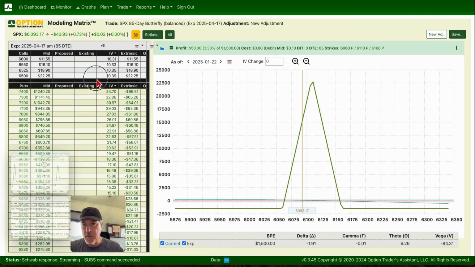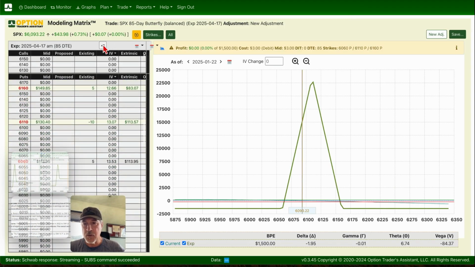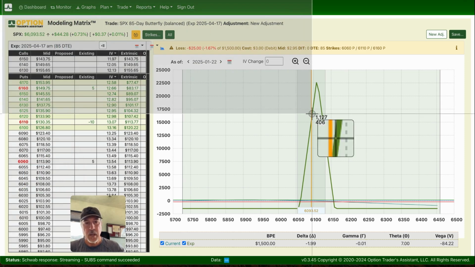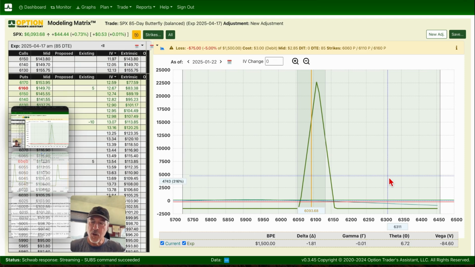Let me get this up in focus here so that I can snap a screenshot of this, and I'll get this trade sent out to everyone. Now we're in a new flat fly out in April.